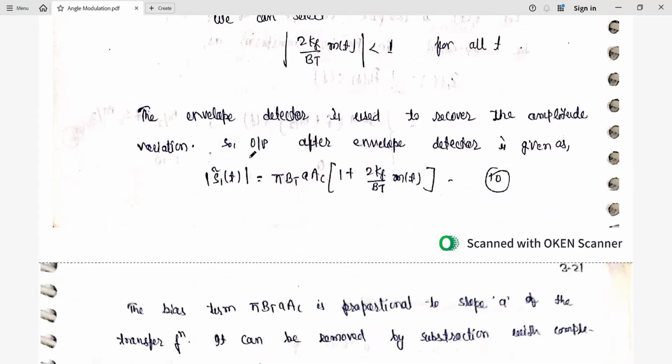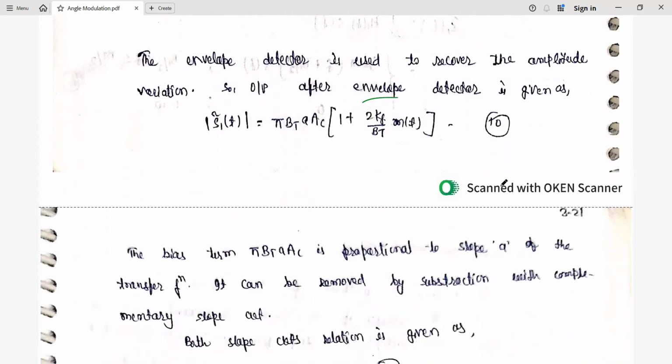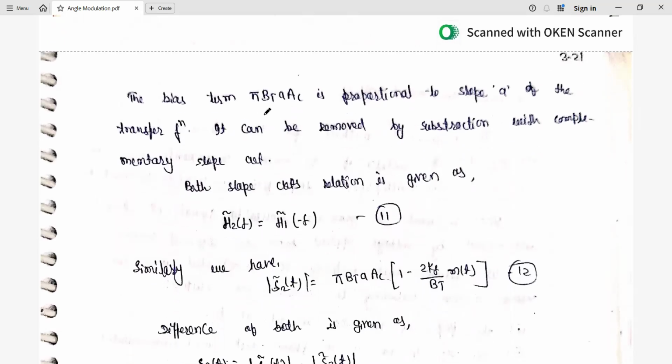So this envelope detector is used to recover these amplitude variations. We already know that in amplitude modulation also, for detection we use envelope detectors. So whenever we talk about amplitude, we have envelope detectors. That modulus is given as 2 pi beta t A into A_c times 1 plus 2 k_f by B_T m of t. This is equation number 10. What you are seeing is that this term is proportional to the slope A, and A here is a constant. So it can be removed by subtraction with the complementary slope circuit.